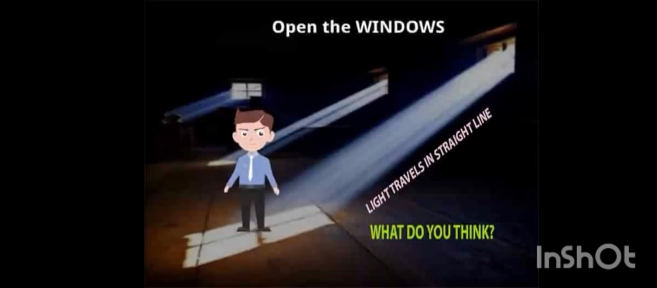Students, you all must have observed a light entering into your room through a small opening of your window, and you must have observed that it travels in a straight line. We all know that light travels in a straight line. It follows rectilinear propagation.